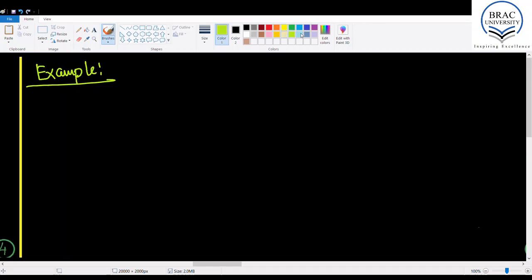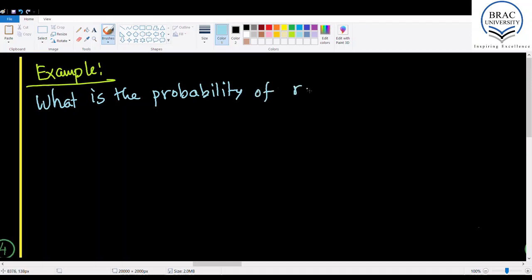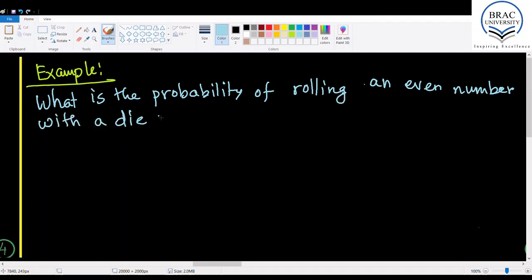The question here is, what is the probability of rolling an even number with a die? Pretty much similar to the last example. So we ask, if a die is rolled, what is the probability that it will show an even number?